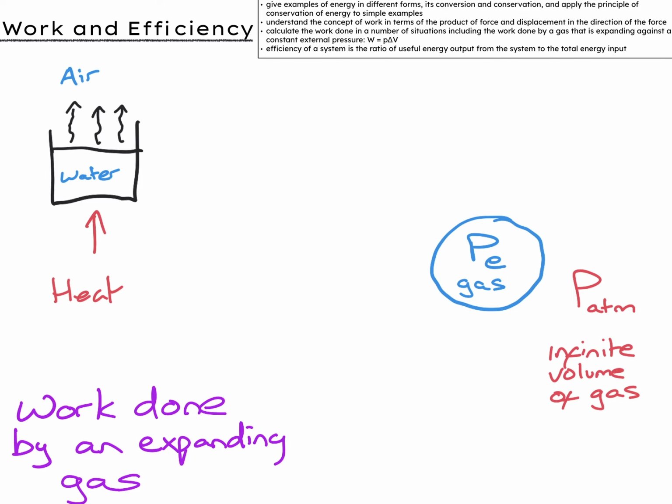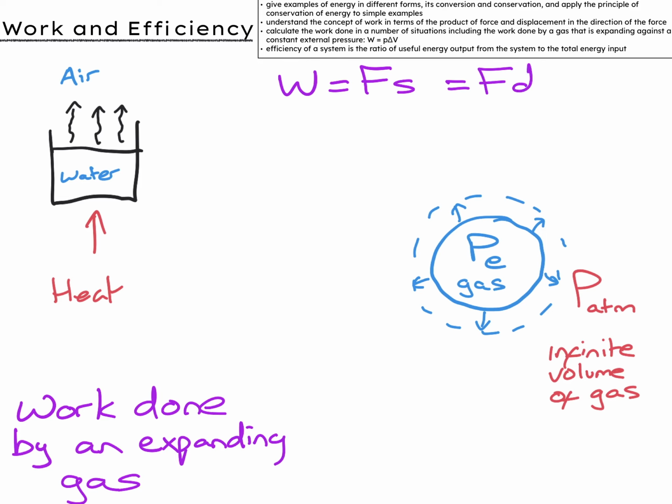So how much work is done to expand the gas? Well, if we start with the defining equation, as always, which is W equals F times distance moved in the direction of the force. Okay, W equals FD, as long as we're thinking about displacement really. Force is PA, where P is ATM, the atmospheric pressure. It's the pressure of the gas it's expanding against. And we're going to assume that is constant.